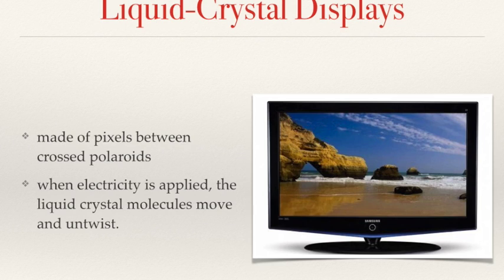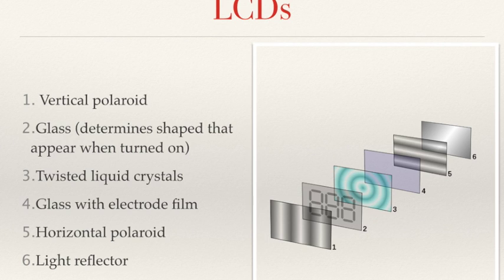Liquid crystal displays, also known as LCDs, are made of crossed Polaroids with pixels in between them. They have liquid crystal molecules, and when you apply electricity, they untwist so you can see images. These are each of the layers of the LCD.